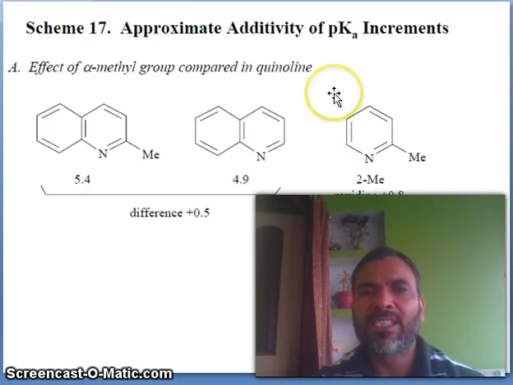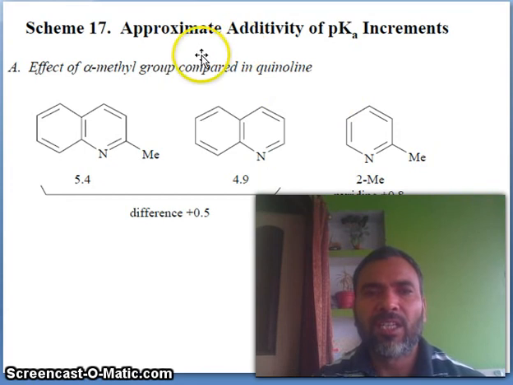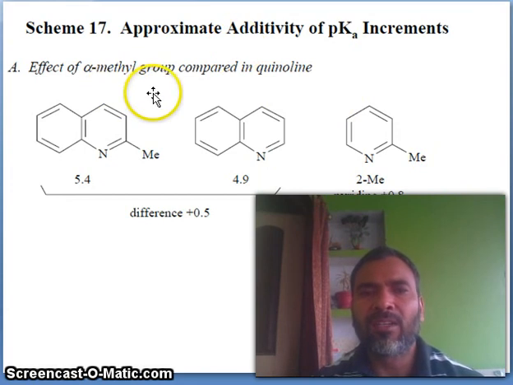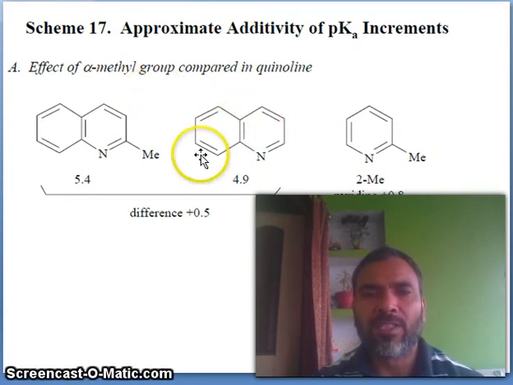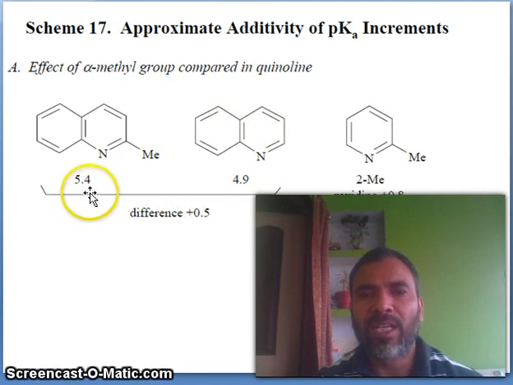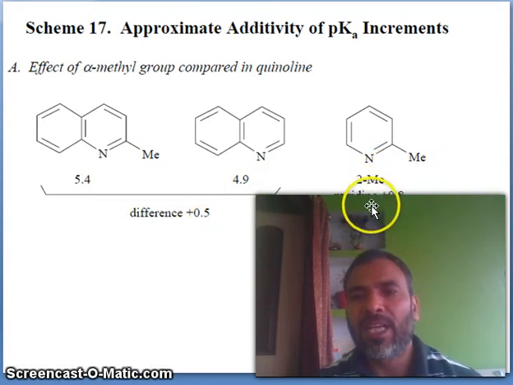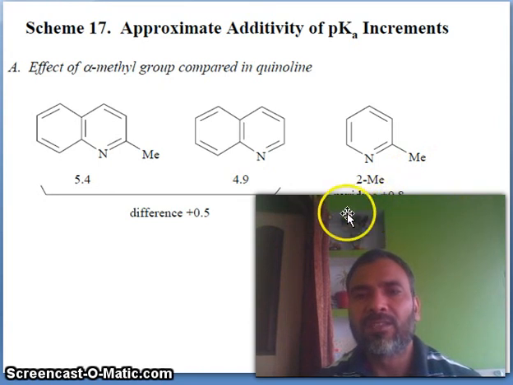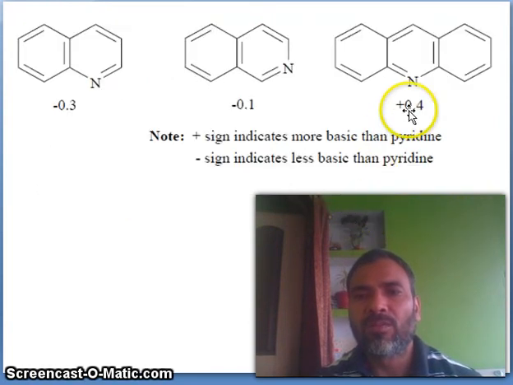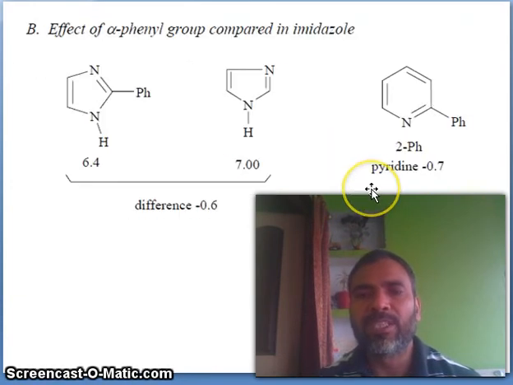Now, approximate acidity, pKa increment. Effect of alpha methyl groups compared in quinoline. You see here, this is without methyl, this is with methyl. Now 5.4 more and 4.9 less. The difference is 0.5. And in pyridine, 2-methylpyridine, you see the difference is 0.8. So positive indicates more basic than pyridine.